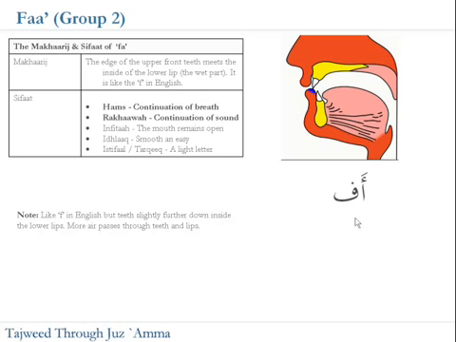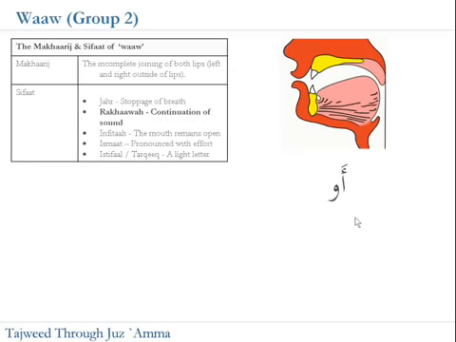Then we have the continuation of the sound itself. So when we say Af, the sound of the Fa continues. It's not a sudden end to the sound. So these are two of the main characteristics of the Fa. Okay, the other characteristics are written there, and again we'll cover those in the lesson on Sifat.